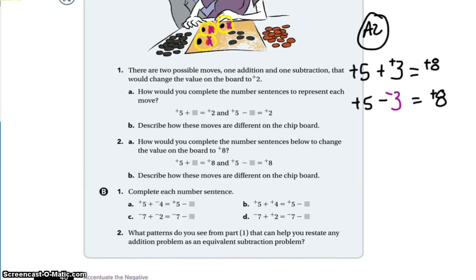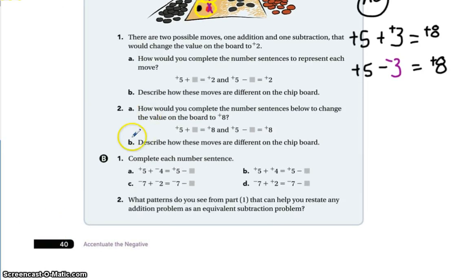So here's what I want you to do before tomorrow. Before tomorrow, I want you to finish B1, all of them, and then maybe B2. So definitely for B1, you need to do those before coming to class. That way you can illustrate the point. And then A2, I want you to start looking at those patterns that you see. And again, this is found on page 40 in your Accentuate the Negative book.